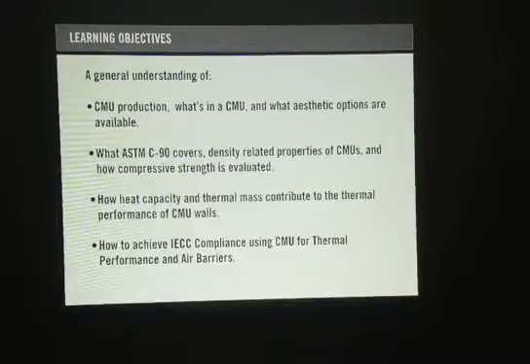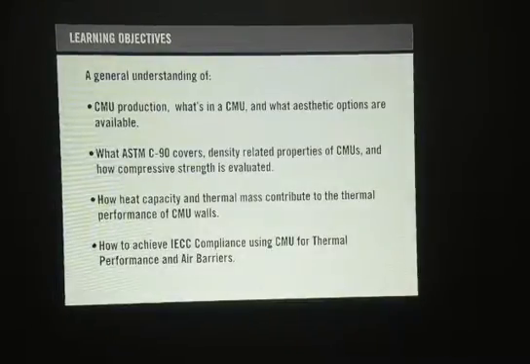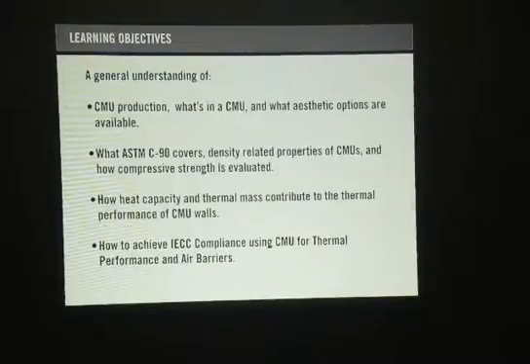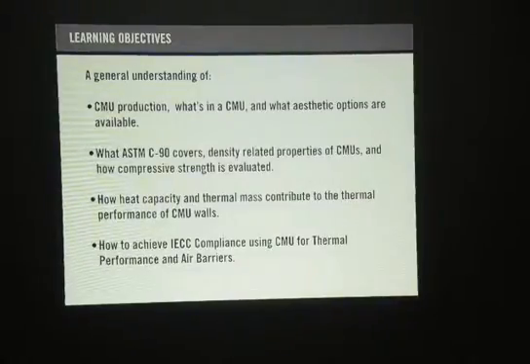A question, Mike, what's IECC? It's the International Energy Conservation Code, and they have various compliances using CMU for thermal performance and also air barriers. I did represent last year air barriers, so if you want to ask questions about air barriers and CFMs and cubic feet, bring them on.